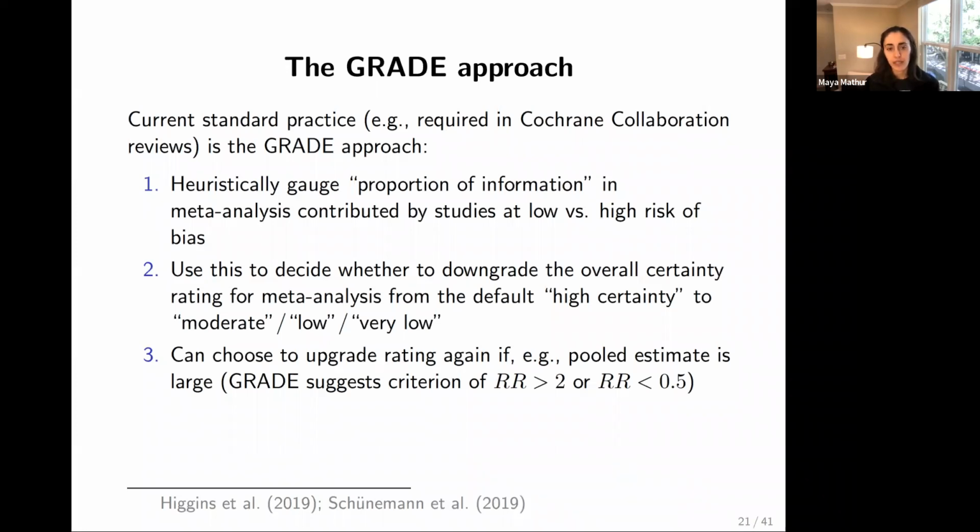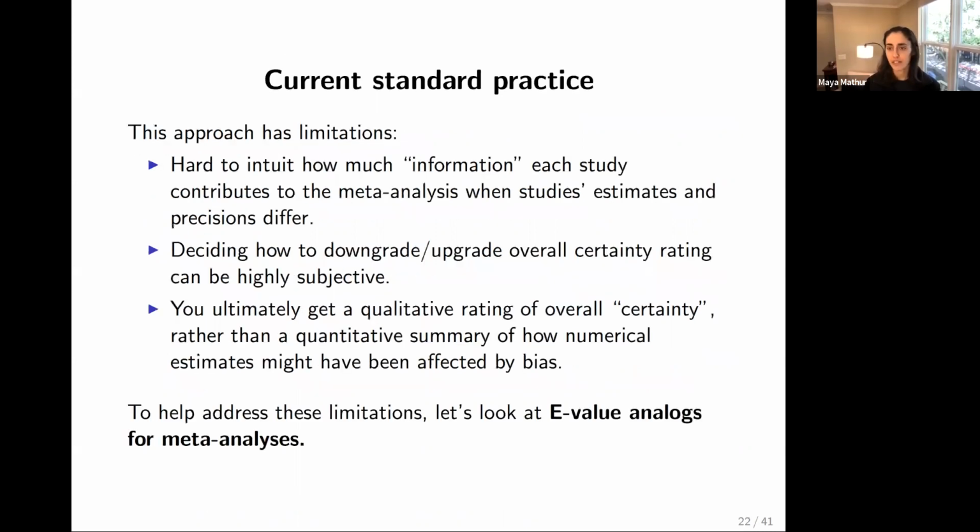Then we use this information to decide whether to downgrade the overall certainty rating for the meta-analysis from the default of high certainty to something lower: moderate, low, or very low. We can then also optionally choose to upgrade the rating again if, for example, we have a pretty strong pooled estimate, like, for example, GRADE suggests a criterion of risk ratio greater than 2 or less than 0.5. And this definitely has strengths, but it also has some limitations.